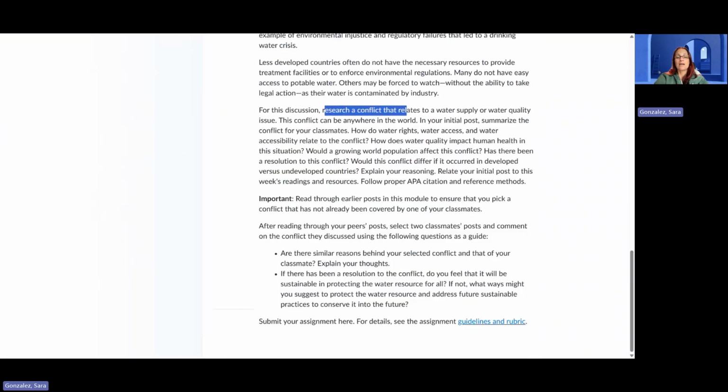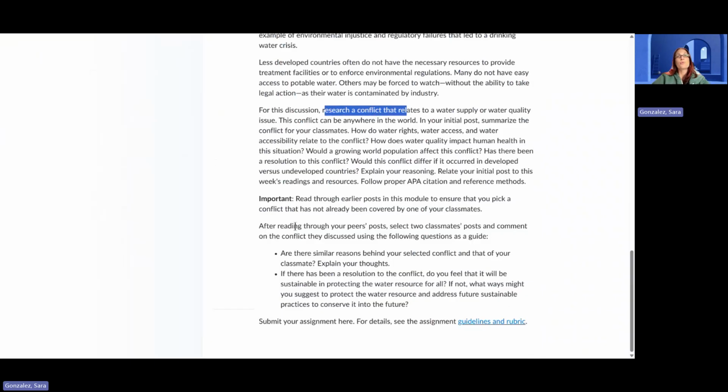For example, a lot of people post about the Flint water crisis in Flint, Michigan. In your initial post, you're going to summarize the conflict. So what's going on? How do water rights, water access, and water accessibility relate to the conflict? How does water impact human health? Would this conflict differ if it was occurring in a developed versus a developing country? And then explain your reasoning.